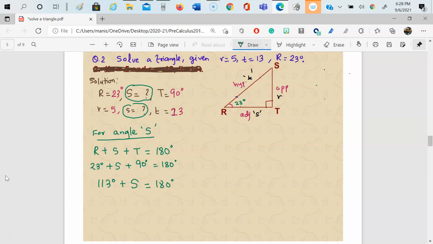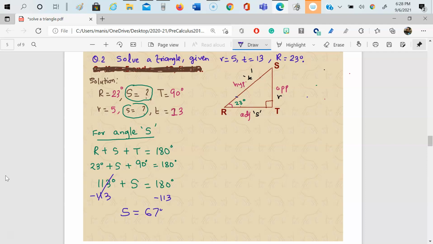What I should do next, because I have to get rid of this 113, this is a one-step equation. I need to subtract 113 from both the sides, which will give me the value of what? S. So what is my value of S? It should be 57 or 60. It should be 67. So it is what? 67 degree.